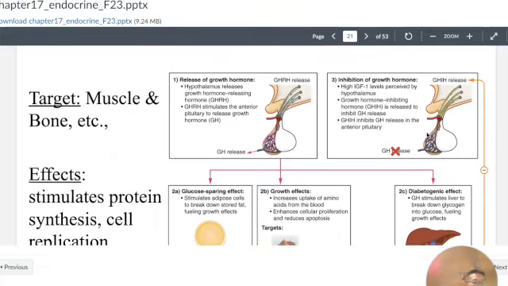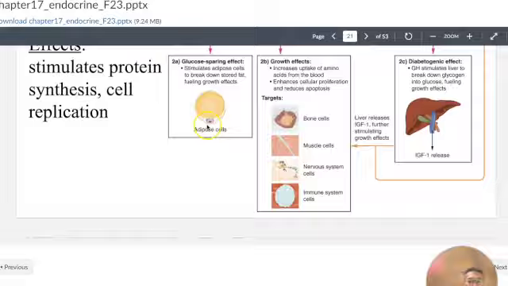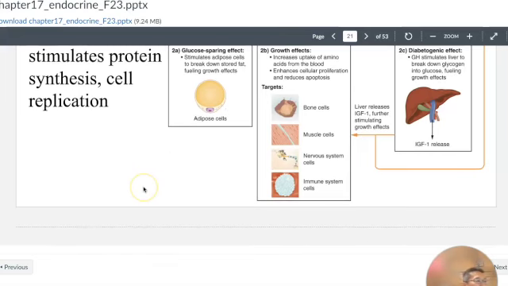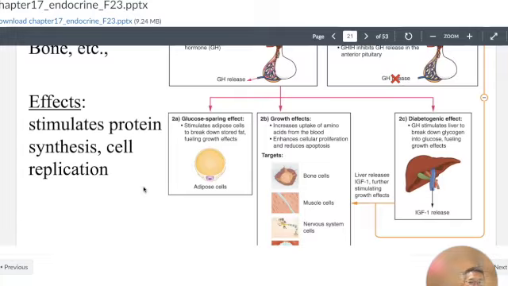Okay, don't forget glucose is part of this. Okay, glucose is part of this because you need energy. Okay. One more thing to talk about here is that it stimulates adipose cells to break down stored fat, fueling growth effects. So remember, adipose tissue, which is a fat cell, stores a lot of its energy, okay, as fat. Okay, so it will break it down and use it as energy.